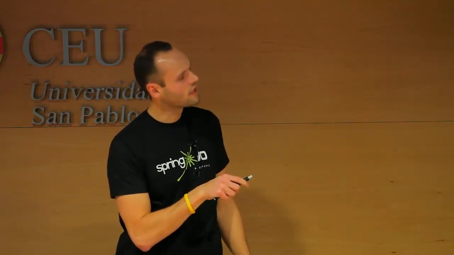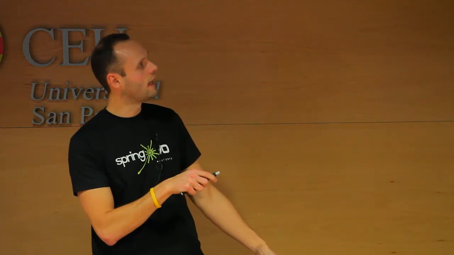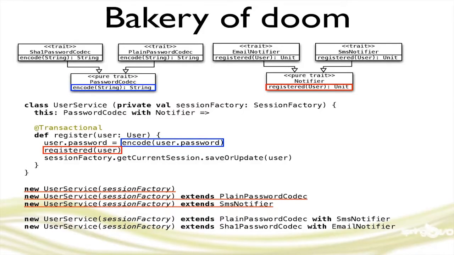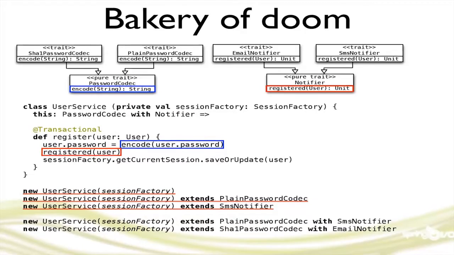But this is interesting. This: password codec with notifier. This is in Scala what's called a self-type annotation. So what I'm saying is that when I create an instance of this, we'll need to mix in the bit. So let's see what that's going to look like. Now, of course, just to make it absolutely clear, the encode method is this one here, in password codec that I decide to mix in. And the registered method is a method defined in the notifier component.